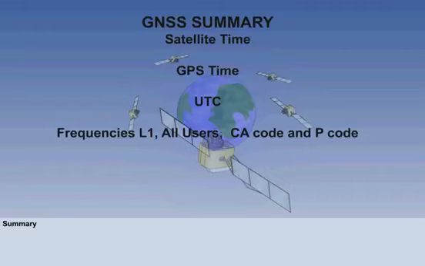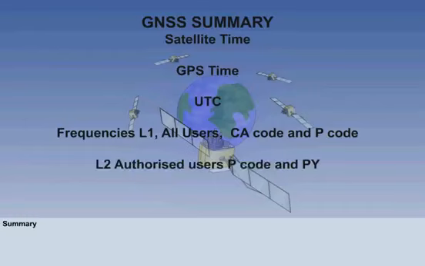All of the systems have at least two frequencies. In the case of GPS, these are L1 and L2. L1 is available to all users, and carries the CA codes and the P codes. L2 is available to authorized users only, which, broadly, means military forces. It uses P and PY codes.